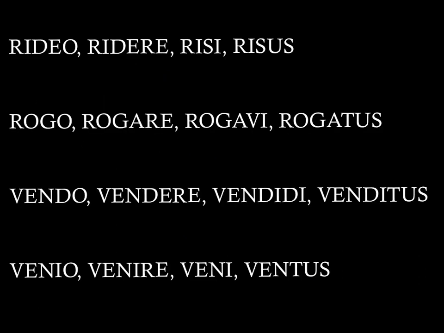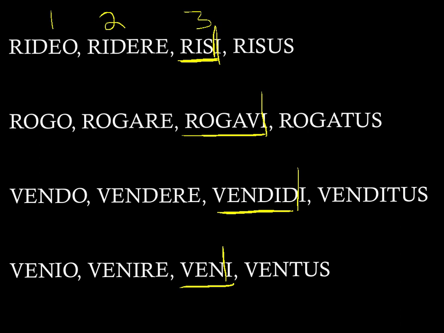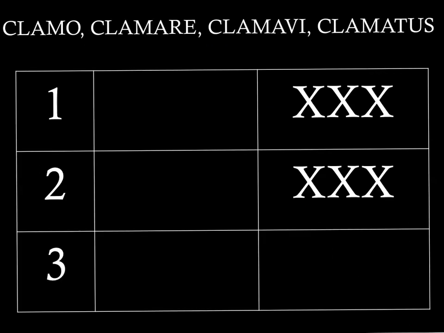So before we start conjugating some verbs, let's just remind ourselves what the stem we're going to be using is. So we go to 1, 2, 3. We go to the third principal part, and we take off the I. So this stem would be ris, R-I-S. This one, take off the I, rogav. Vendo, vendere, vendid. And then venio, venire, veni. Obviously here, both the present stem and the perfect stem are the same. You'll see that every once in a while, but it's not very common.